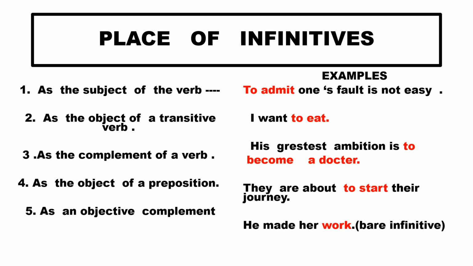Here we are not seeing "to" with the infinitive, but we are plainly using the infinitive. We are not writing "to" over here, but we are using the "to" infinitive. For example, "He made her work." Before "work" we are taking "to" in a sense, but we are not writing it here.